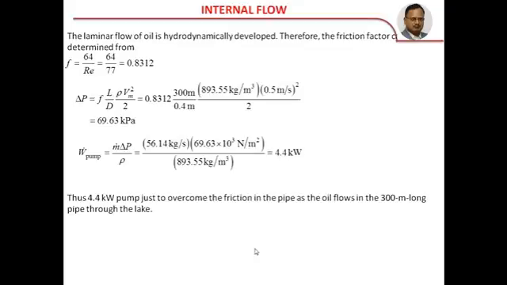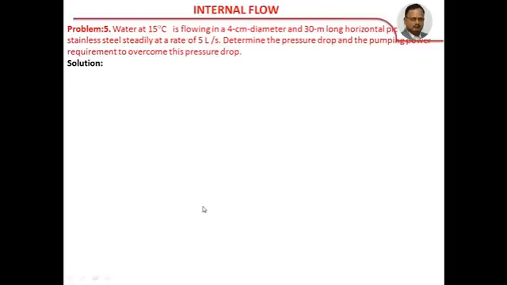And now the pumping work required is m dot into delta P by rho, or m g h, the same equation. Delta h, in the place of h you have delta P by rho, which is equal to 4.4 kilowatts. So 4.4 kilowatts of work is required to pump the oil in a 300 meter long pipe through the lake, to overcome that friction.